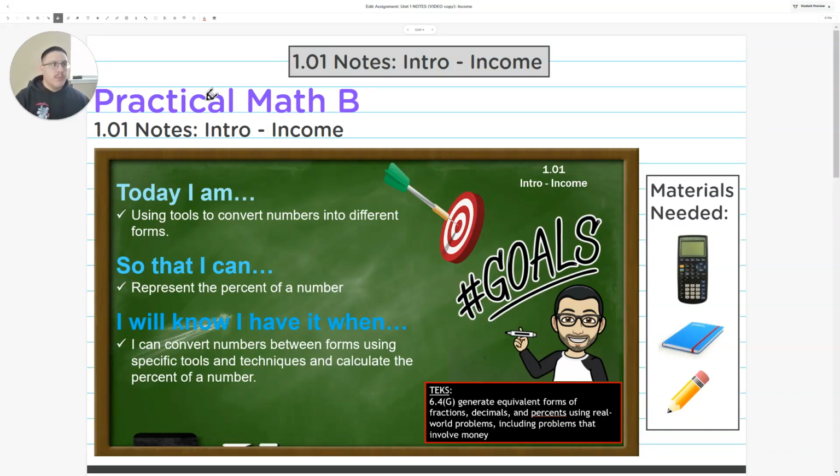This is section 1.01 of the Unit 1 Notes, Intro to Income. Today I am, as in you are the student, using tools to convert numbers into different forms so that I can represent the percent of a number. I will also have it when I can convert numbers between forms using specific tools and techniques and calculate the percent of a number. Specific techniques we're looking at for today's lesson is 6.4G. Generate equivalent forms of fractions, decimals, and percents using real-world problems, including problems that involve money.